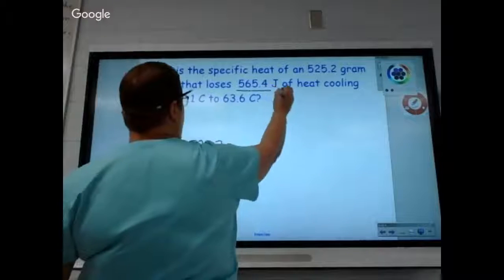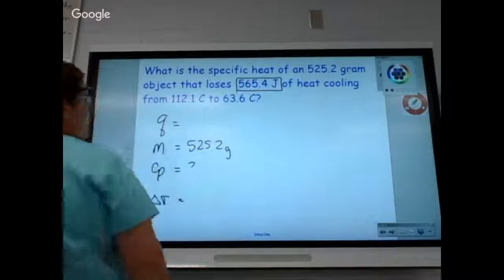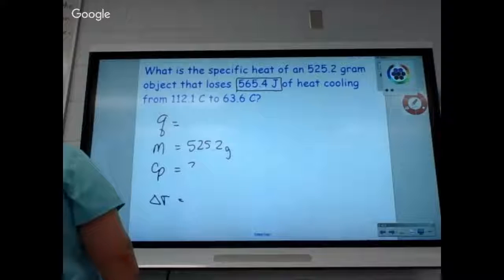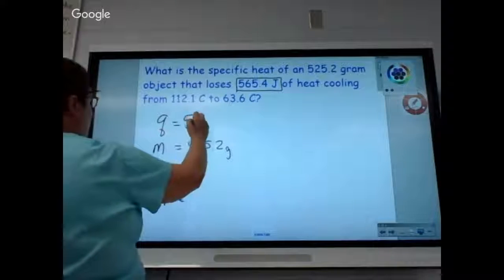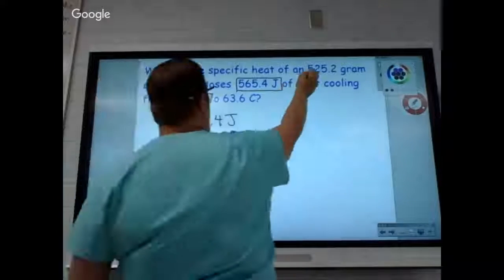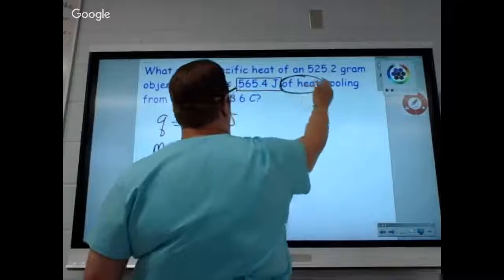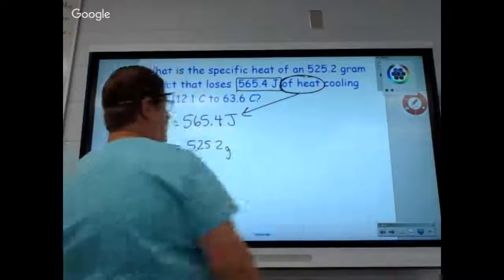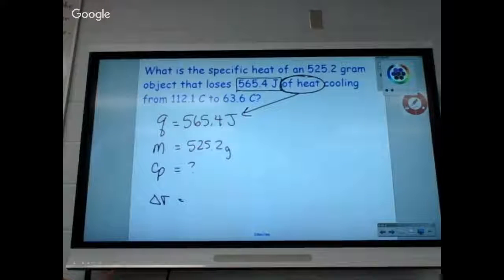See how it says joules right here? Joules goes at the end. So 565.4 with that J, for joules, is Q. See how it says of heat also? Heat is always joules, or Q. All right, now, when you see your Celsius, what do you do with Celsius? You subtract.